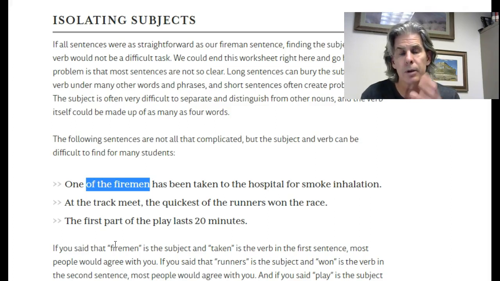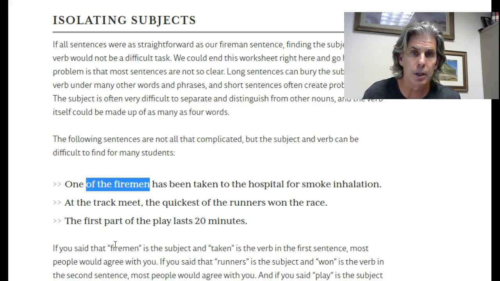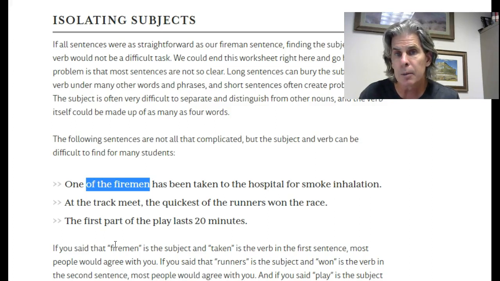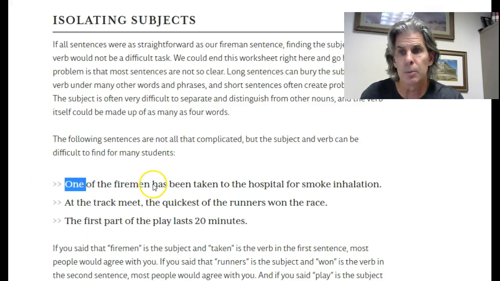You will never, ever have the subject of a sentence inside of a prepositional phrase. Okay? I've looked for so many years and it's never happened that I've seen. If you find a subject of a sentence inside of a prepositional phrase, give me a ring sometime. I would be amazed. It cannot be in a prepositional phrase because that prepositional phrase has to either be an adjective or an adverb. It can't be the subject of a sentence. Subjects of sentences really need to be nouns or pronouns. And in this case, one is the subject of the sentence because it goes with the verb has been taken.